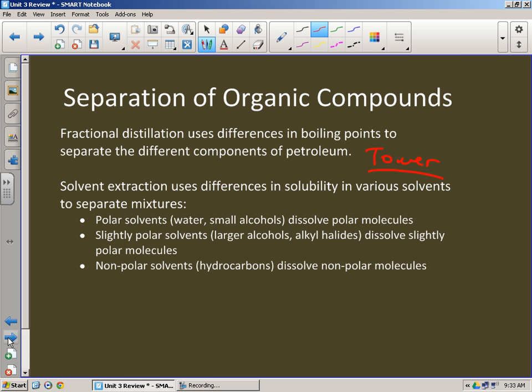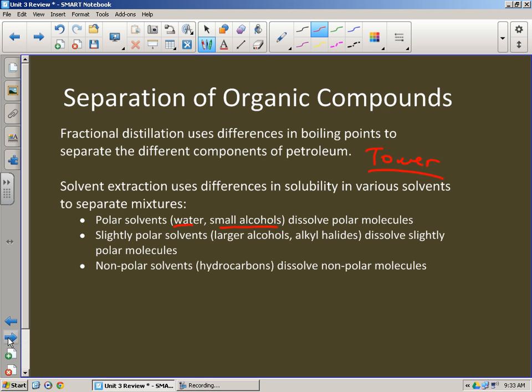Solvent extraction uses differences in solubilities of various solvents to separate mixtures. So polar solvents, water, and small alcohols dissolve polar molecules. Slightly polar solvents, larger alcohols, and alkyl halides dissolve slightly polar molecules. And of course, non-polar solvents, hydrocarbons, dissolve non-polar molecules.